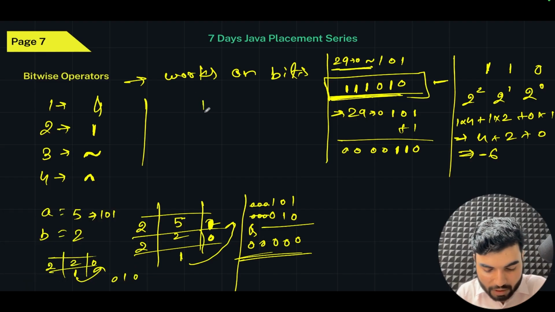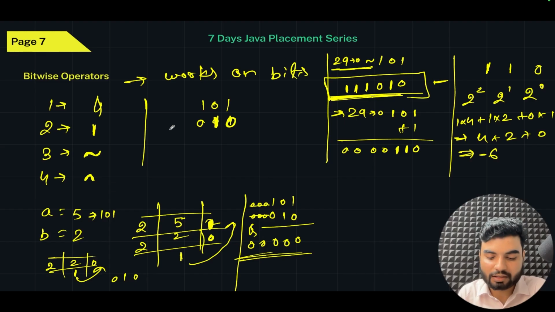So we have this 101, which is 5, and 010, which is 2, but eventually I'll assume, sorry, it was 10. So I'll assume 0 at the starting, and I have just the XOR operator to perform. What will happen? Similar bits will give 0, and if they are different, they will give 1. So 1 and 0 are different, get 1. 0 and 1 are different, get 1. 1 and 0 are different, get 1.